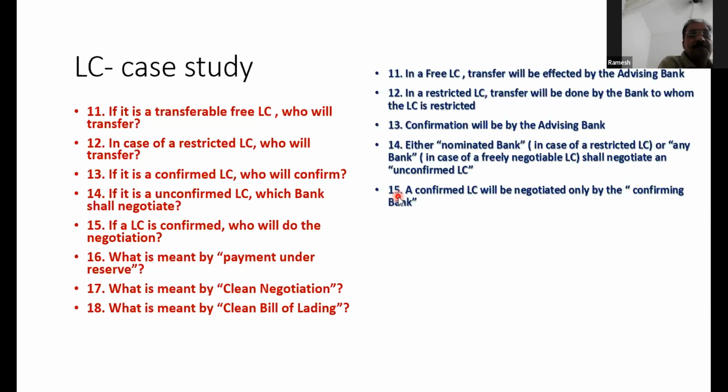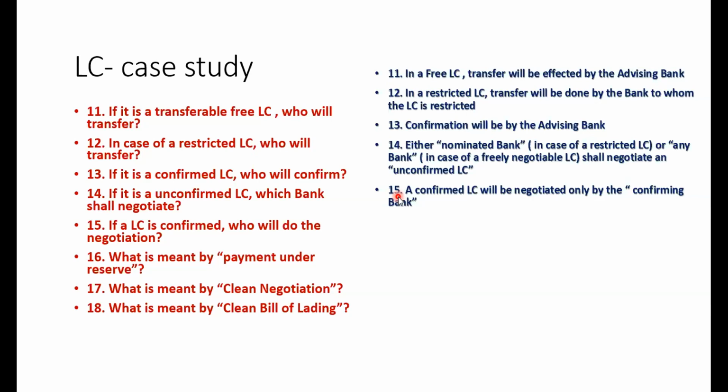Now, if you read the LC, there are several fields. You can note down field number 49. It's a formatted message. In field number 49, there is one column known as confirm. Without the confirmation instruction, the word confirm will be printed as a template on this side, and the other side they have to key in. If they have keyed in confirm, then it becomes a confirmed LC.